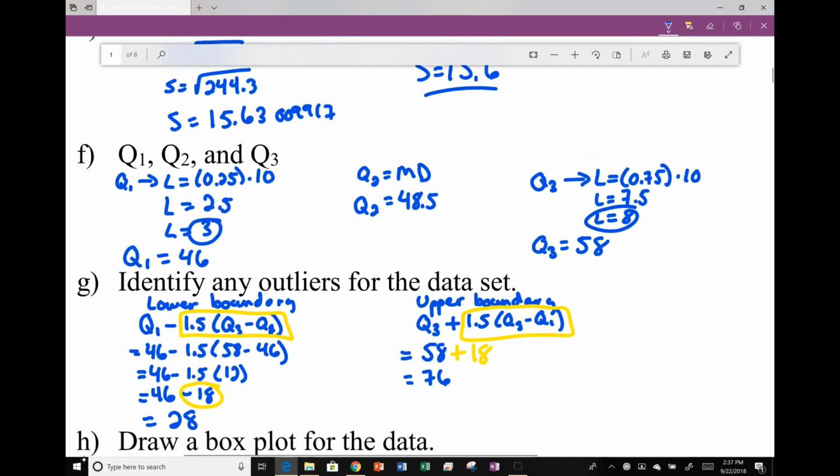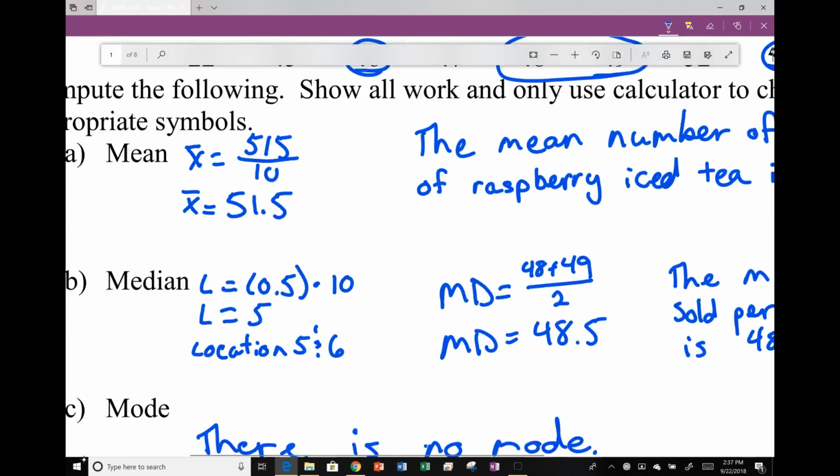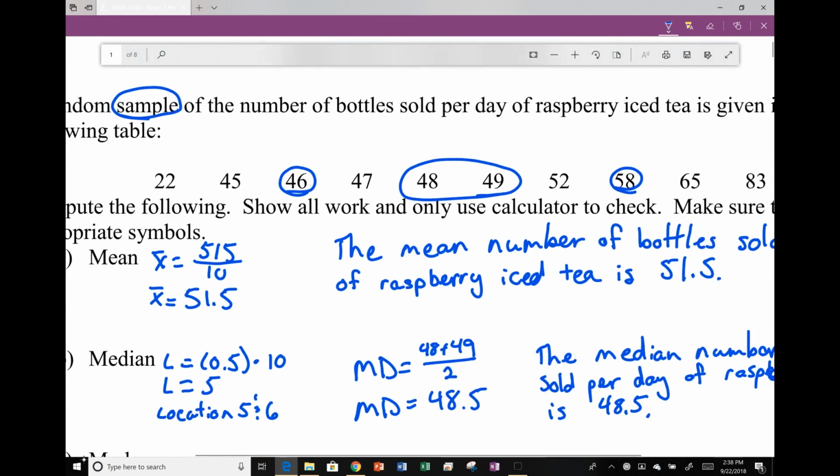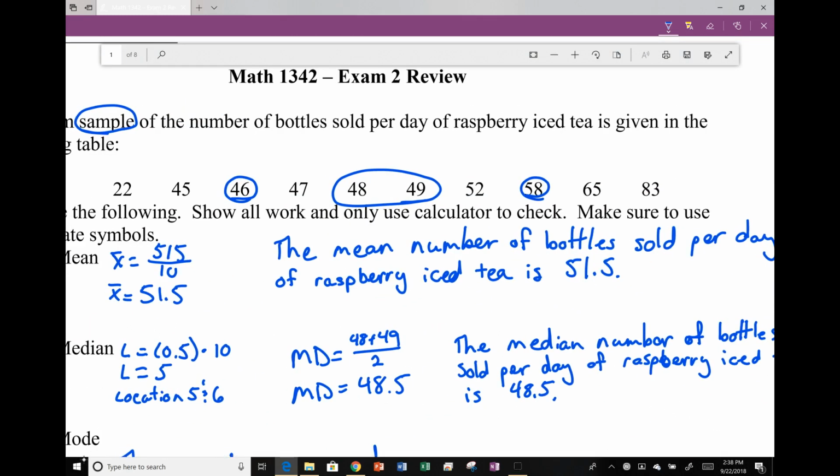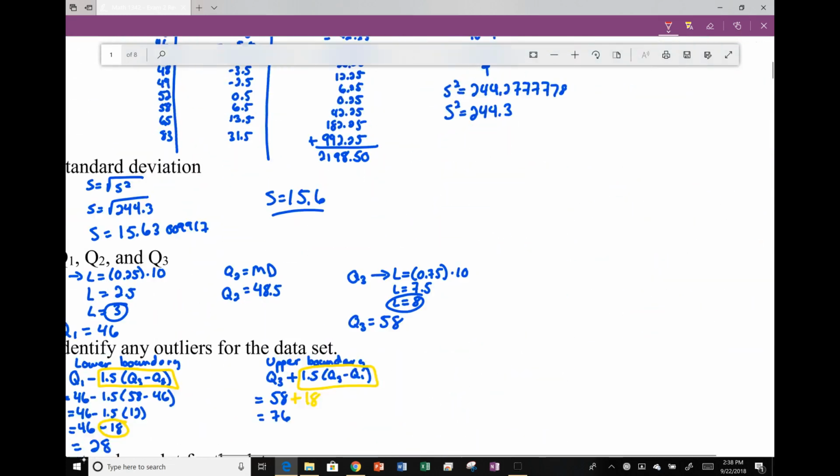Now let's go back to our data set and see what this represents. So our values are already in order here. What I'm going to do is, my lower boundary was 28, which is somewhere between these two guys. My upper boundary was 76, which is somewhere between these two guys. If I box in that information, anything outside of that box is going to be an outlier. Therefore, this particular data set has two outliers, 22 and 83. So let's go back down here.